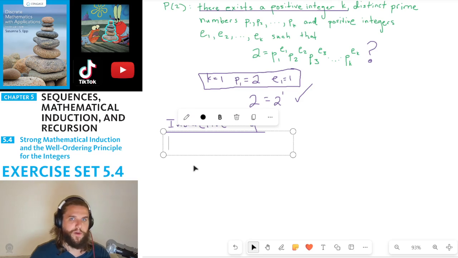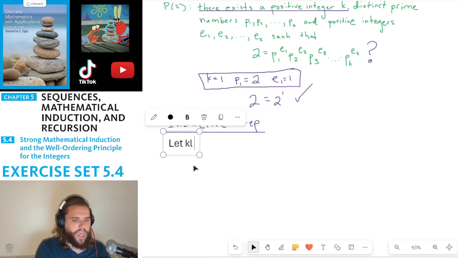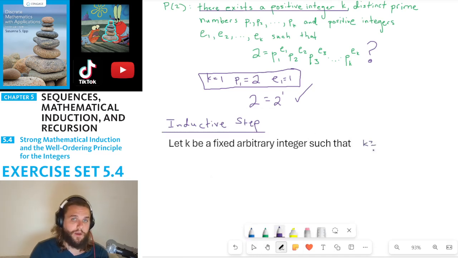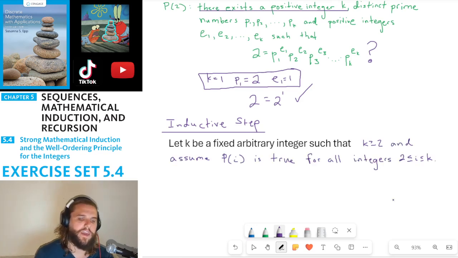The very first part of mathematical induction, both strong and weak, is always the same. I always start with: let k be a fixed arbitrary integer such that, in strong mathematical induction, k has to be greater than or equal to the largest base case. In this case, there was only one base case, and so the largest base case is 2. So k has to be greater than or equal to 2. And we're going to assume that p of i is true for all integers i such that 2 is less than or equal to i is less than or equal to k.